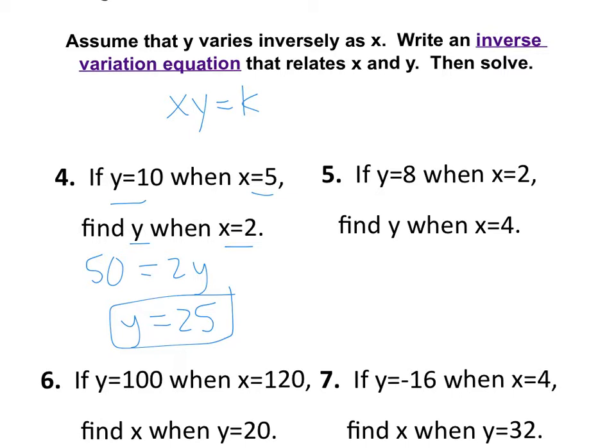All right, number 5, if y equals 8 when x equals 2, find y when x equals 4. Again, same setup, xy equals a constant, so 8 times 2 equals 16. That's going to equal 4 times y. Now I solve for y, and I get y equals 4.